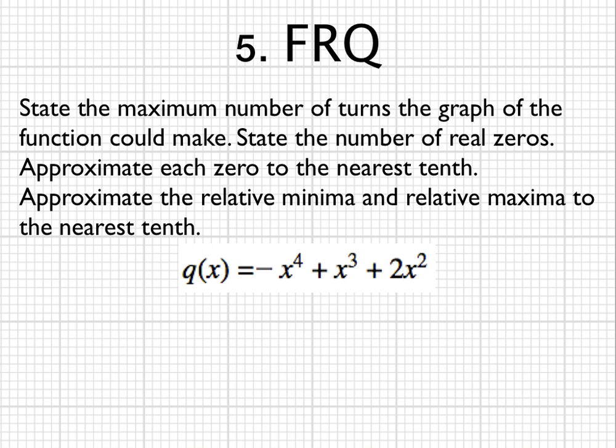And your free response question is, state the maximum number of turns the graph of the function could make. State the number of real zeros. Okay, how many real zeros could it have? Approximate each zero to the nearest tenth. Okay, so this hint, again, is to graph this function. Approximate the relative minima and relative maxima to the nearest tenth. So the hint for this would be to graph and then explain how you find each of the values.